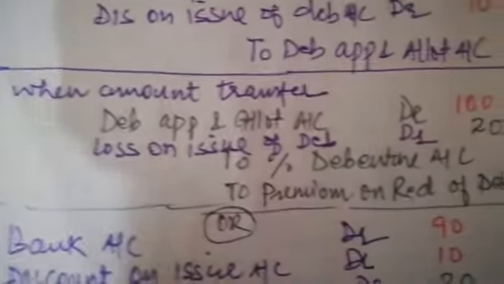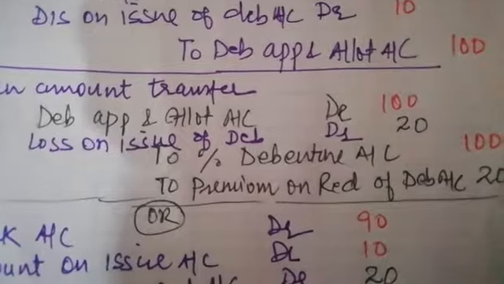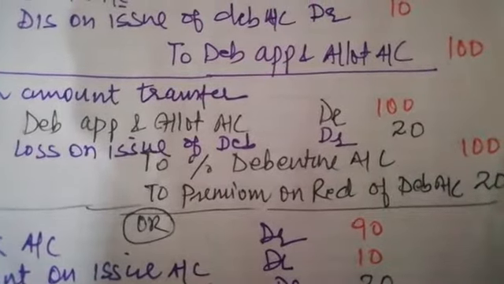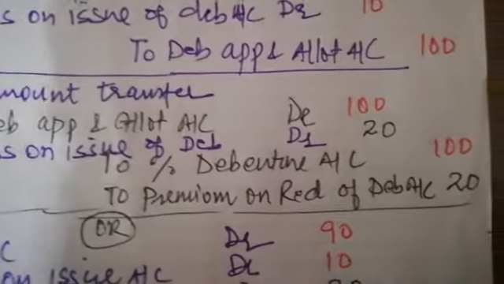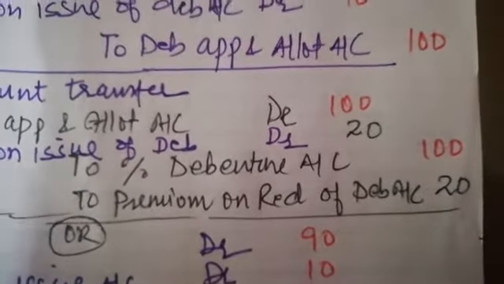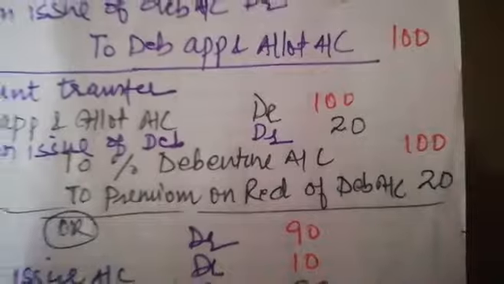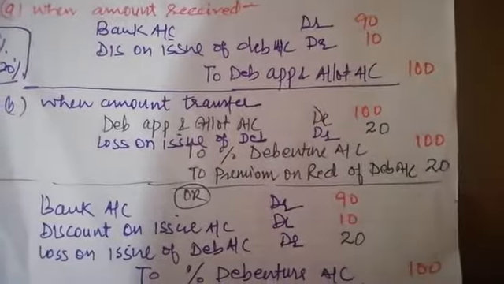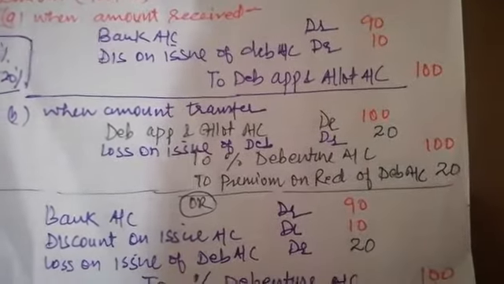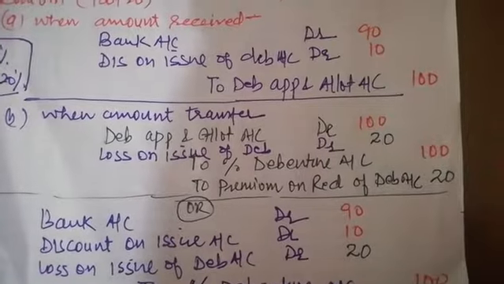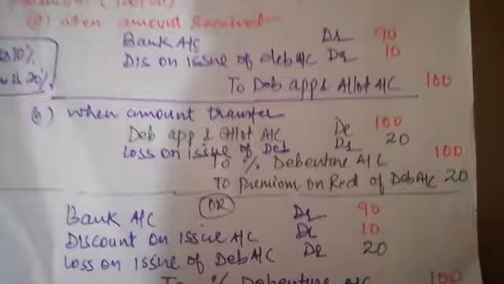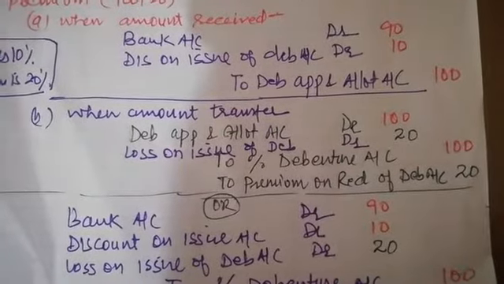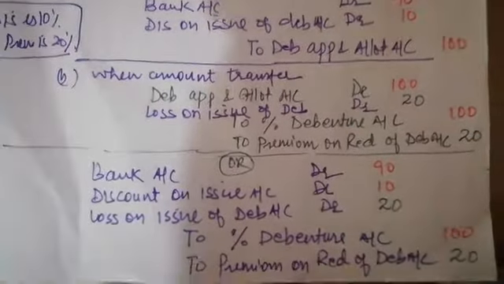When the amount is transferred to the debentures account, the entry will be: Debenture Application and Allotment Account debit 100, Loss on Issue of Debentures 20, equal to the premium on redemption, to 2% Debentures Account, to Premium on Redemption of Debentures Account. So always you see the loss on issue of debentures is equal to the premium on redemption of debentures in general cases, and in all cases you see the debentures are credited with the face value of the debenture.